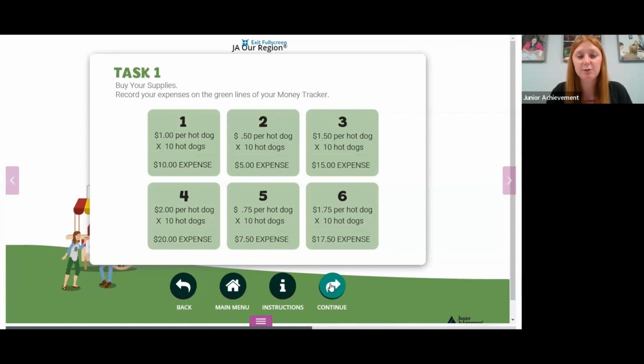So let's say you have students roll a number and they're in groups, and I roll a 2. In my money tracker, I'm going to find task 1, which is green, just like on the on-screen presentation. And then I would write down $5 under my expense, because I know that I'm spending $5 on my hot dogs because I rolled a 2.